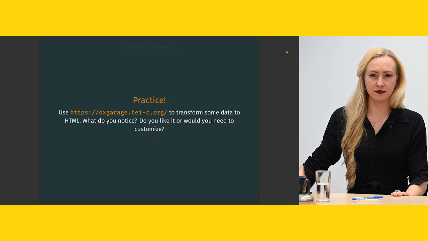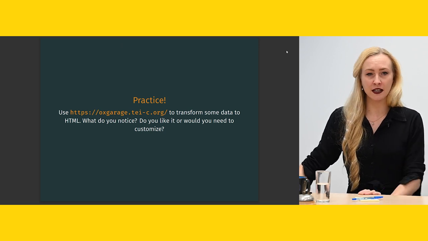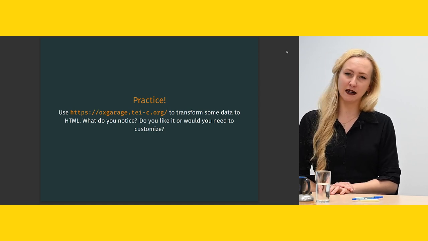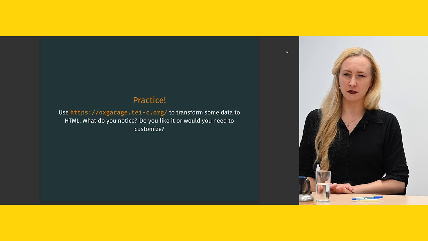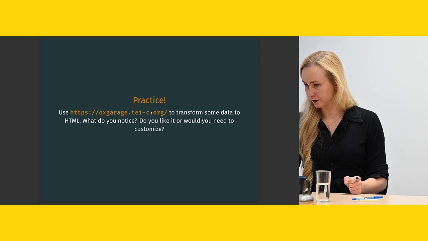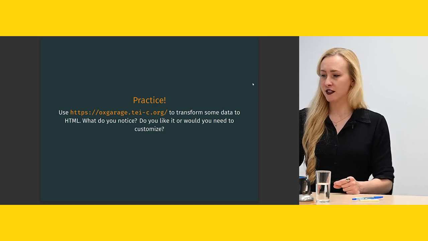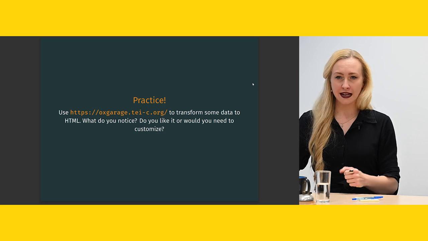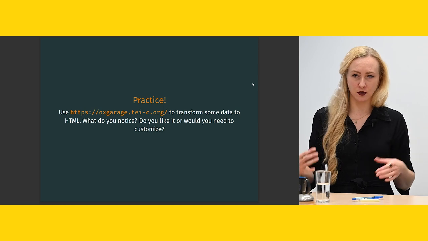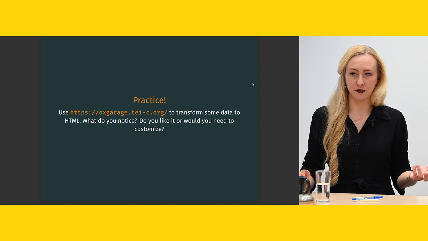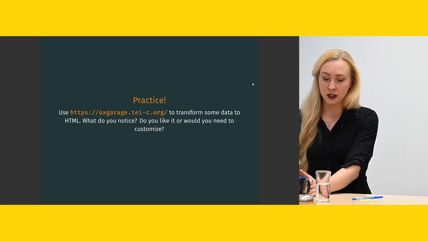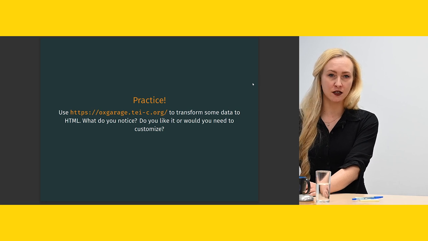So I'd like to do a tiny practice thing. It's also just a few minutes. And I would like you to go to the website OxGarage. I think that the link might have changed a little bit in the meantime, but usually it should redirect you. And I would like you to transform some data to HTML and look at what you notice. If you have TEI data already, that would be great. But if you don't, no worries. You can use any Word document that you have. Just try it out and see what it would look like as a website using those standard transformation workflows.